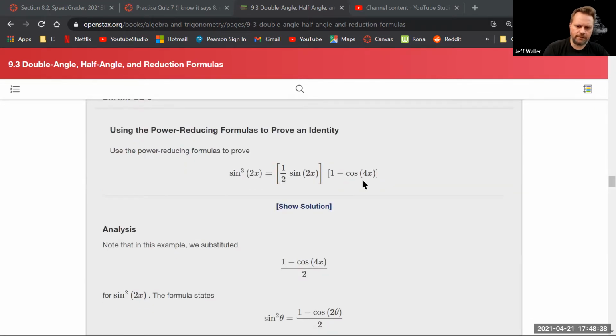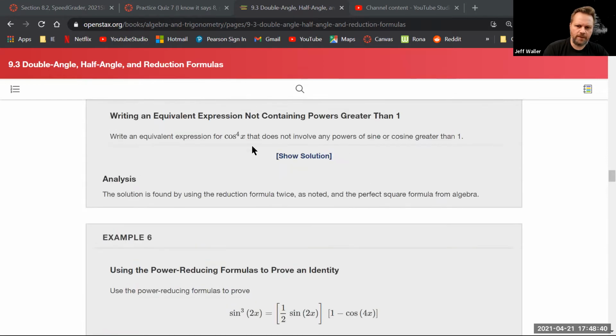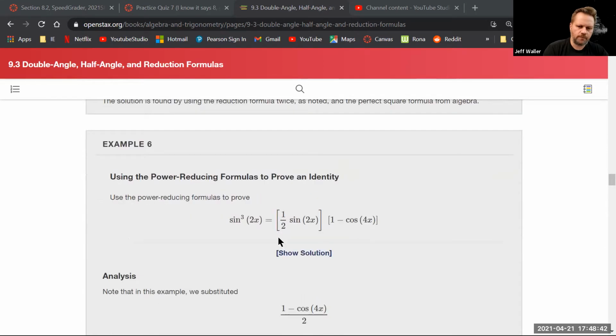Now look at this crazy thing. So up here we had cosine to the 4th x. So what do I do with sine cubed? I can do the same thing we just did.